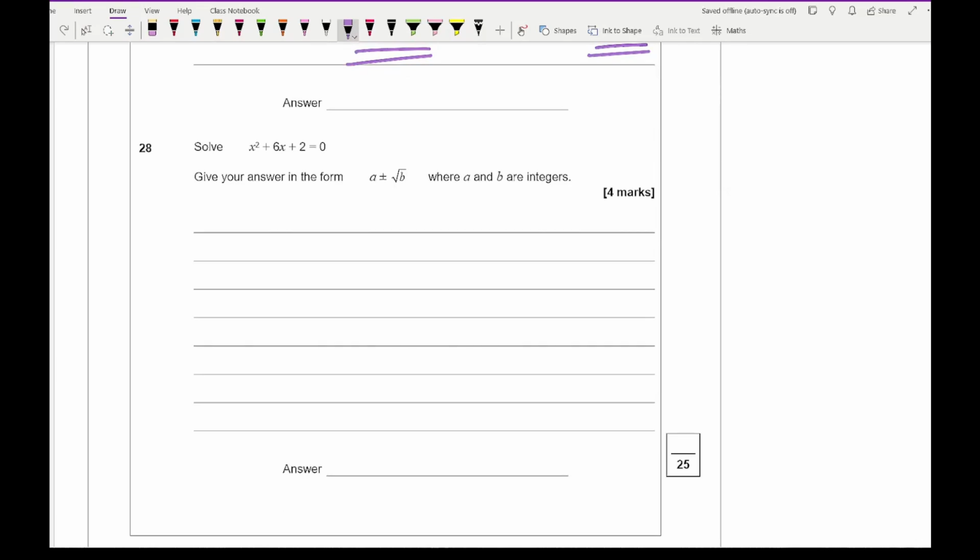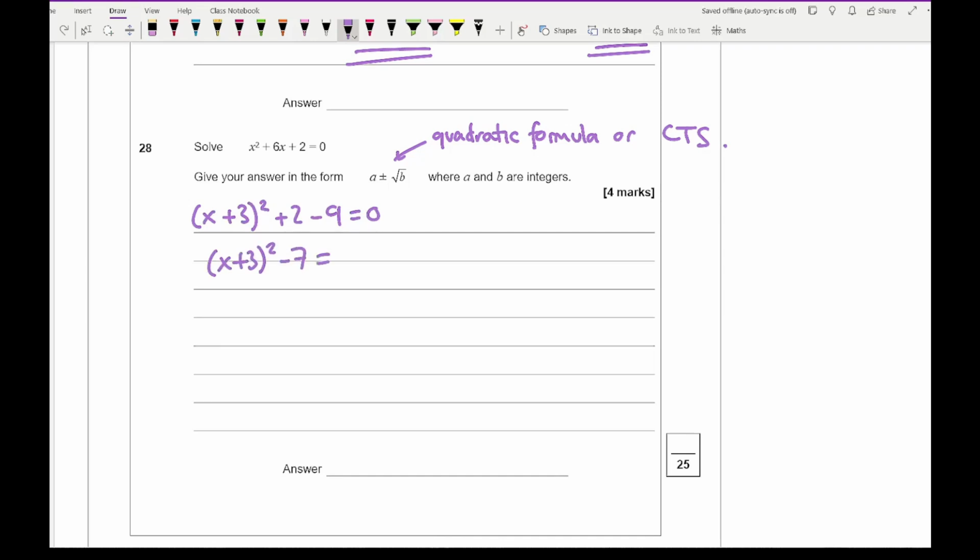Now, when you're writing things in surd form, you can either use the quadratic formula. This will probably appear on a non-calculator paper. So you can either use the quadratic formula or use completing the square. Now I'm going to use completing the square. So here I've got (x plus 3) squared plus 2 minus 9 equals 0. So then (x plus 3) squared minus 7 equals 0.